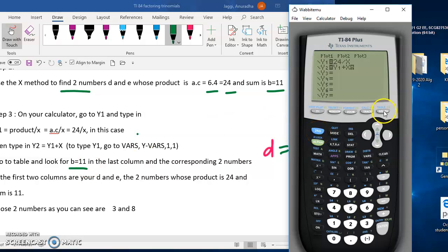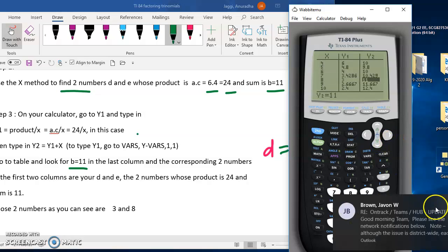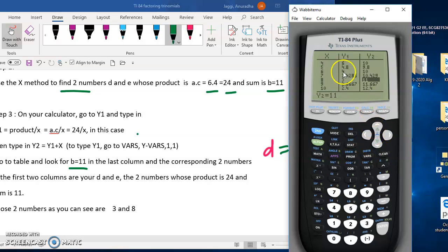So you go to second graph, which is your table, and look for b equal to 11 in the third column. So you go here, here, here, and you will see in the third column you have b equal to 11. What are the two numbers? 8 and 3. So those are your two numbers. 8 times 3 is 24. So the product of the two numbers is a times c, and 8 plus 3 is 11.